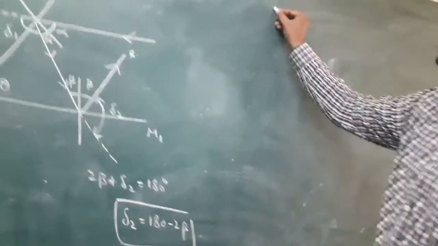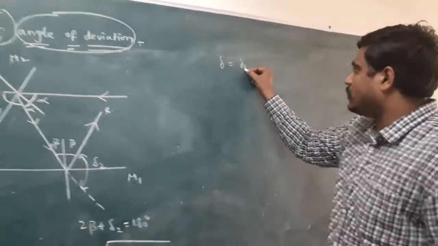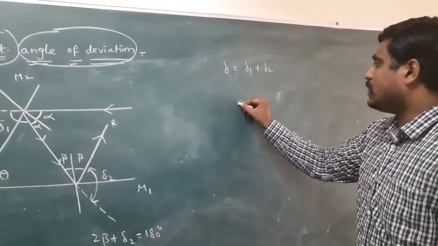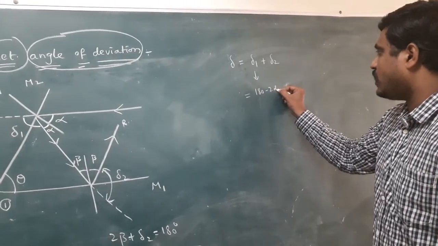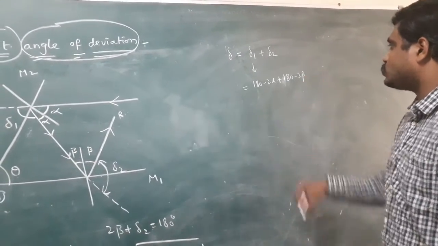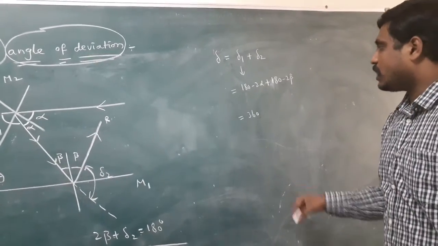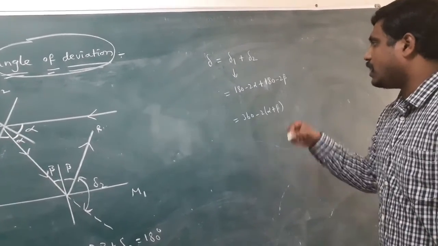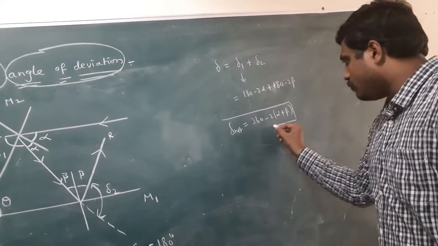According to the question, find the total deviation. Total deviation is nothing but the deviation on the first mirror plus the deviation on the second mirror. Deviation on the first mirror is 180 minus 2 alpha, plus deviation on the second mirror is 180 minus 2 beta. 180 plus 180 is 360, minus 2 into (alpha plus beta). This is the net deviation according to the diagram.